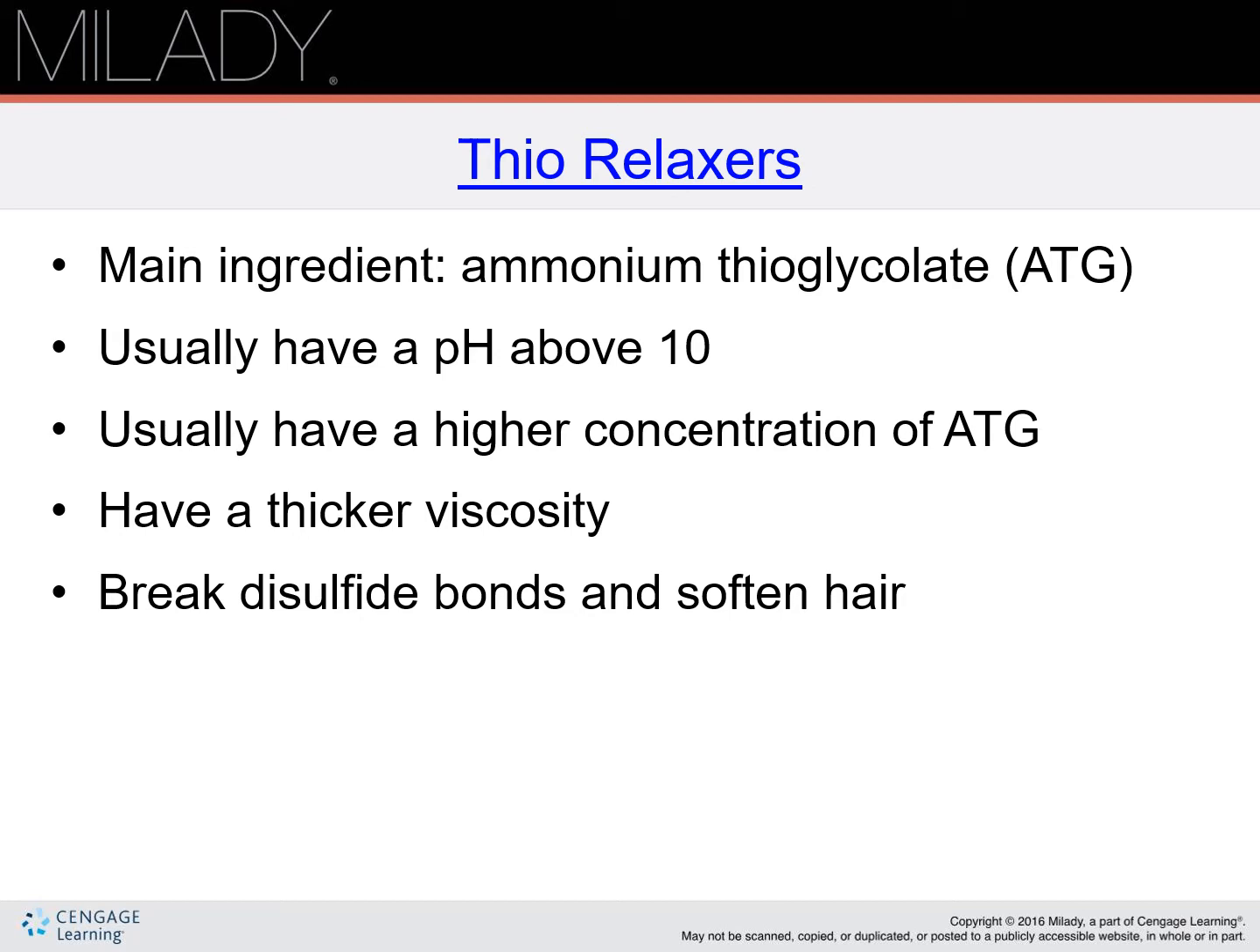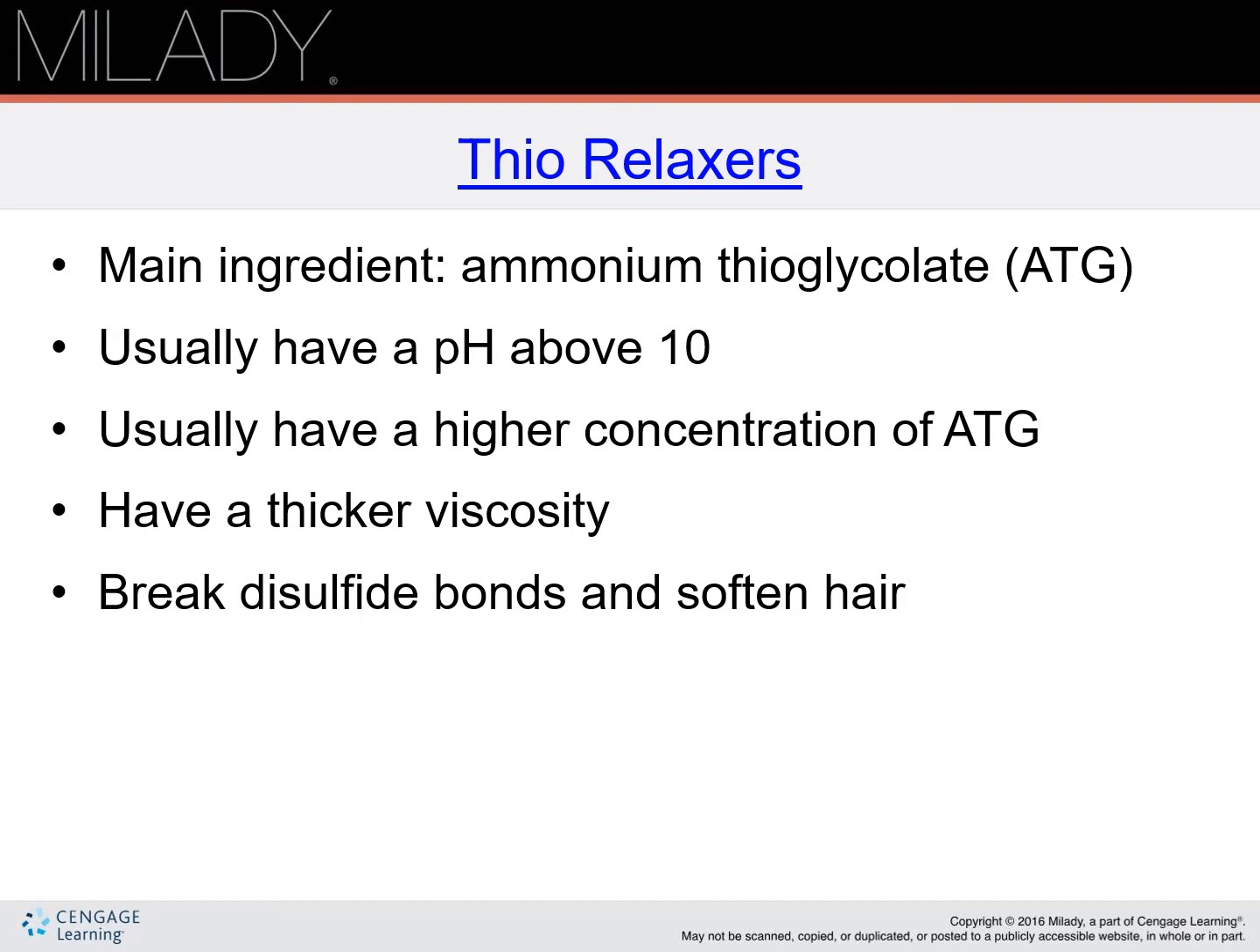So, thio relaxers. Thio relaxers use the same ATG, which is ammonium thioglycolate, just like we used in permanent waving, but at a higher concentration and a higher pH. These usually have a pH above 10. They are thicker with a higher viscosity. Again, as a reminder, viscosity measures the thickness of a product and affects how fluid flows. This is more suitable for application of the relaxer. So this is how thick or how thin your product is. Thio relaxers have a very thick viscosity.